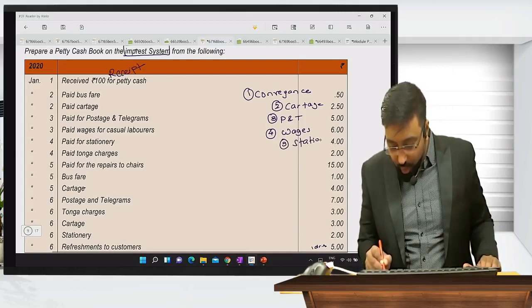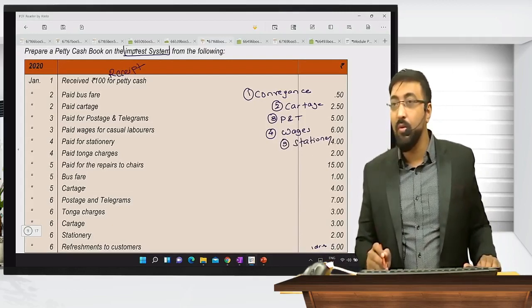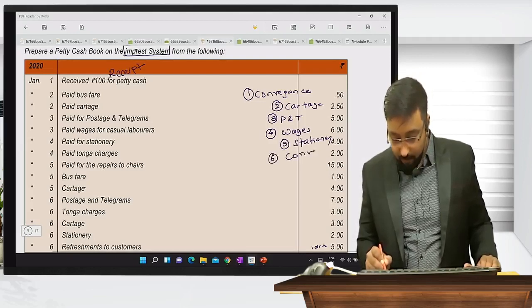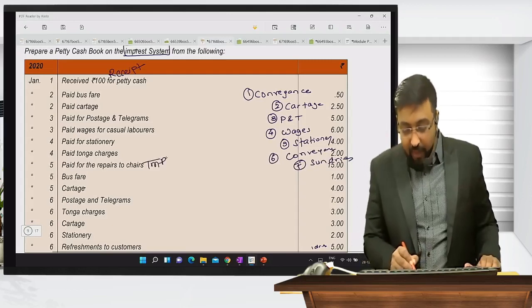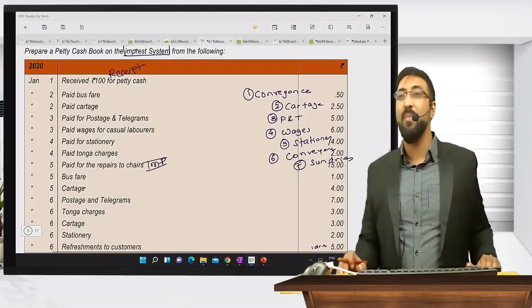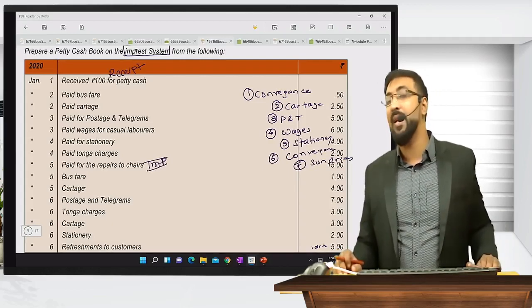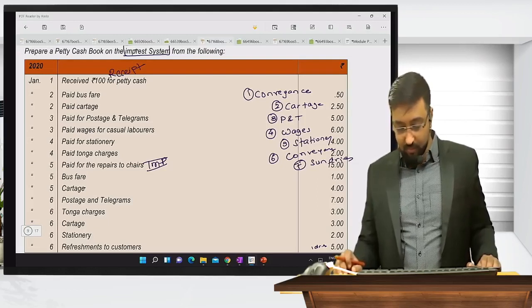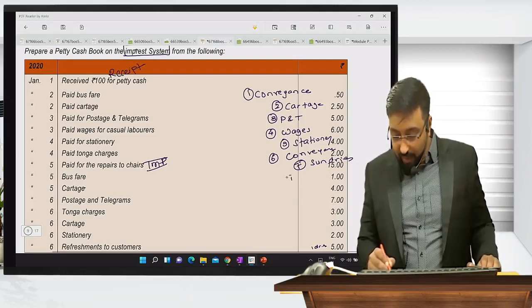Yes. Stationery, we will open a new head. Tonga charges will go under conveyance, since the tonga is pulled by a horse. Conveyance. Repairs, we will record it under sundries. Where to record it? Sundries. So you can prepare a repairs head, not an issue. But what ICA has done, ICA has opened a sundries account for this. So sundries, paid for repairs. Bus fare, conveyance.